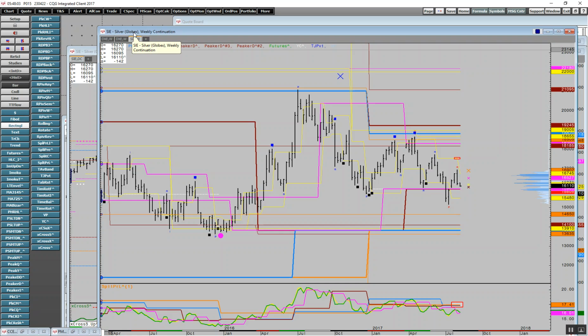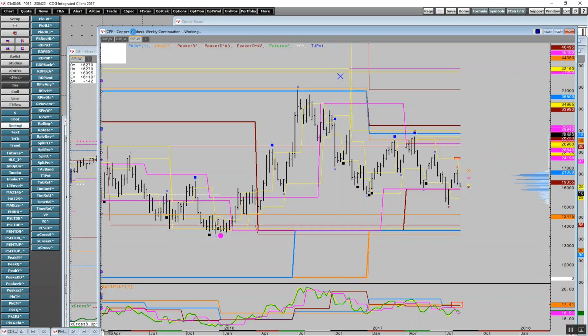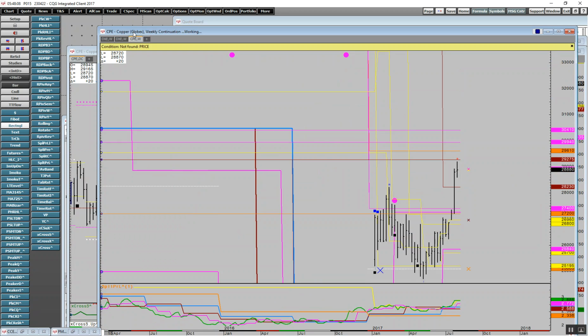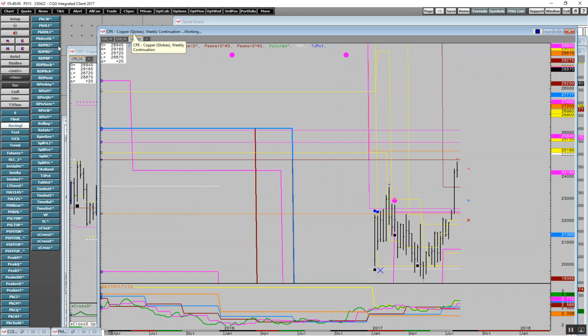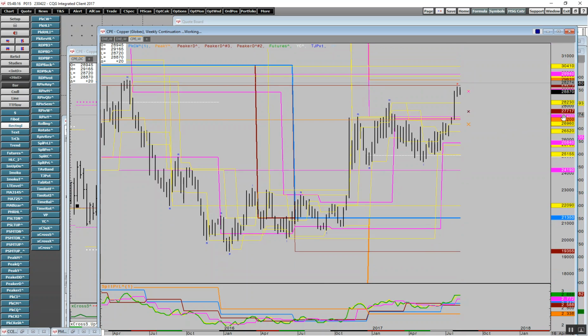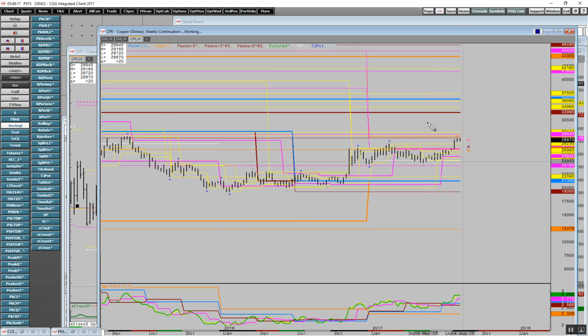Copper's probably worth mentioning. Copper's been breaking out. Did a lot of work around the monthly closing resistance and has taken that out, and now there's a big wedge of resistance that copper needs to get through before it moves higher. So we'll just show you what's going on there. So here's the raft of resistance that I'm talking about.